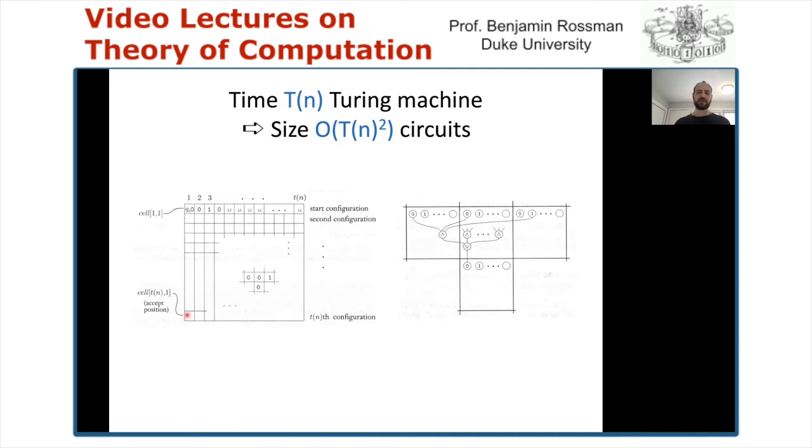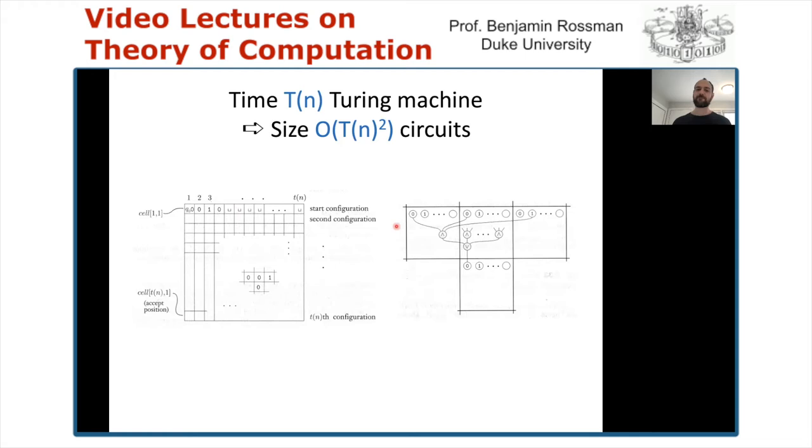Now, the idea of the circuits which simulate this tableau is as follows. Each cell in the tableau, we can represent the information in that cell using a constant number of bits. So we'll have a constant number of gates computing a 0-1 representation of the information in that cell. What is the information in that cell? We have the symbol of the tape alphabet, a bit indicating whether or not the tape head is at that location, and the current state of the Turing machine in the case that the head is at that location.